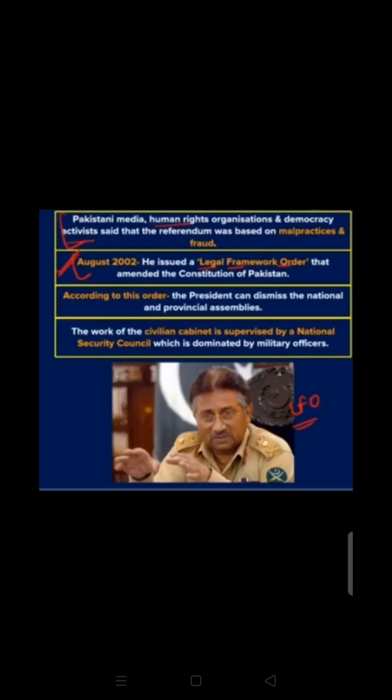So the first feature of democratic government is, in a democracy, the final decision making power must rest with those who are elected by the people. About the rest of the features of democracy, we will discuss in the next videos.